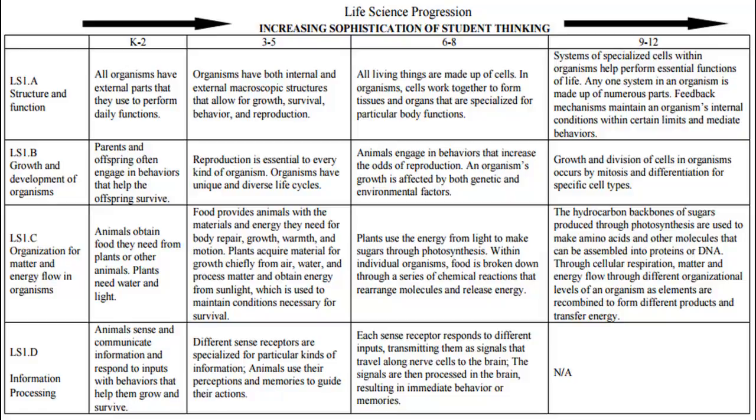You can also see what they had learned previous to 4th grade in the K through 2 level. So kindergarten through 2nd grade, they were looking at how animals sense and communicate information and respond to inputs with behaviors that help them grow and survive. Now we're looking at, in the 4th grade, how different sense receptors are specialized for particular kinds of information, and how animals use their perceptions and memories to guide their actions. So again, that was from Appendix E.